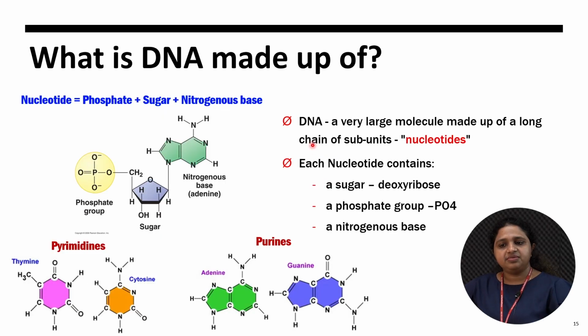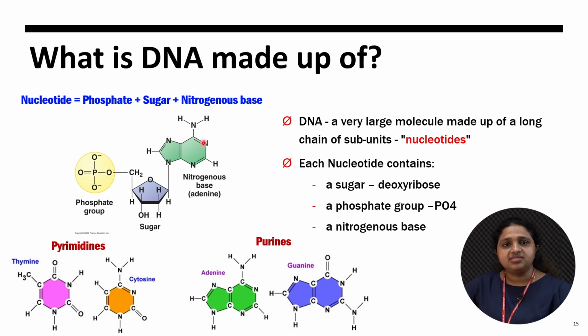So what is this DNA made up of? DNA is a nucleic acid, so it's made up of very small components. These small components, or the building blocks of DNA, are known as nucleotides. And each nucleotide contains a sugar component known as deoxyribose, a phosphate group, and a nitrogenous base. The sugar component is known as deoxyribose. That is where this nucleic acid gets its name.